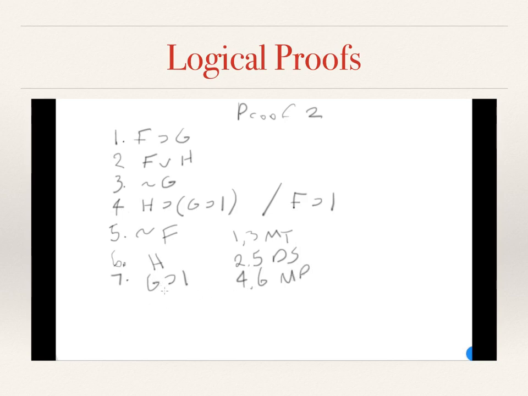And now that we have G implies I, we can get F implies I, because F implies G, G implies I, by hypothetical syllogism. We can infer F implies I by 1 and 7 hypothetical syllogism. That's it for proof number 2.